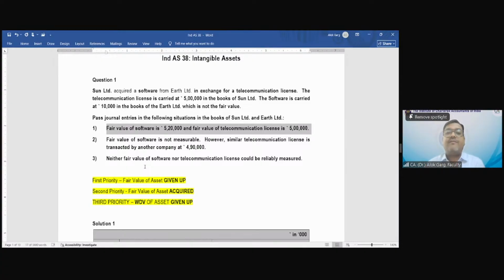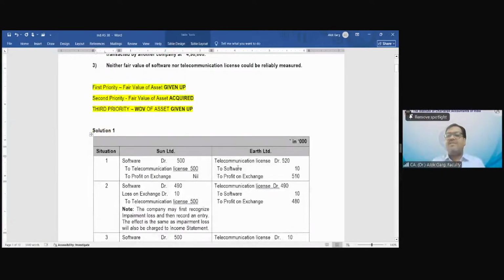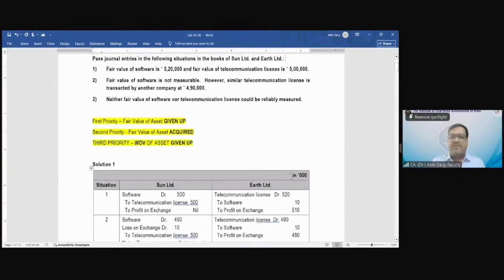And the fair value of the software is 520. So telecom license account debit 5,20,000, to software 10,000. The balance will go to profit on exchange of software to telecom license, right? Profit on exchange. Very good.